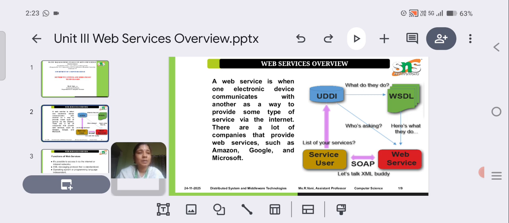Next to WSDL is UDDI. It is the Universal Description, Discovery and Integration. It is used to store information, like a directory or root folder, from which the information is shared, from whom, and for whom the information is going to be used. These are the basic components of web services, an overview of web services.